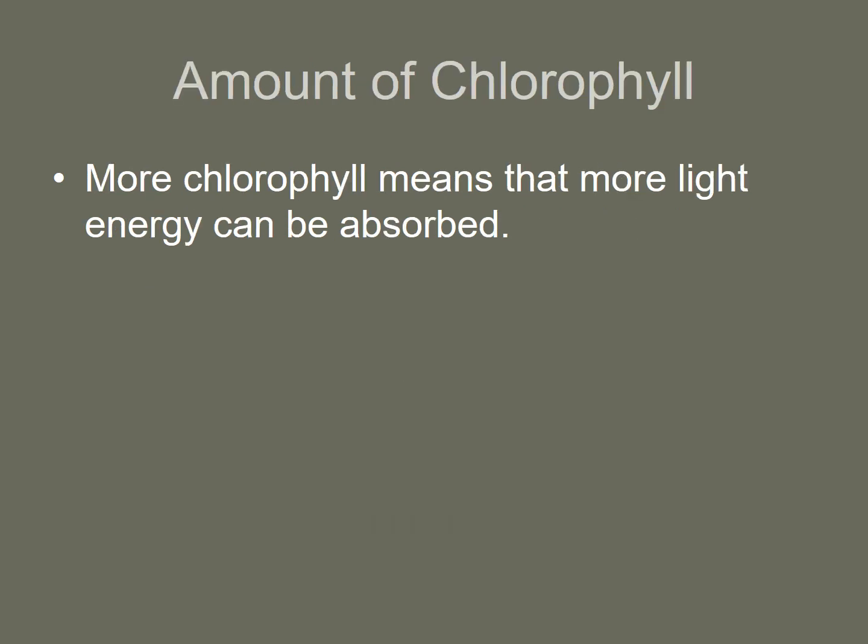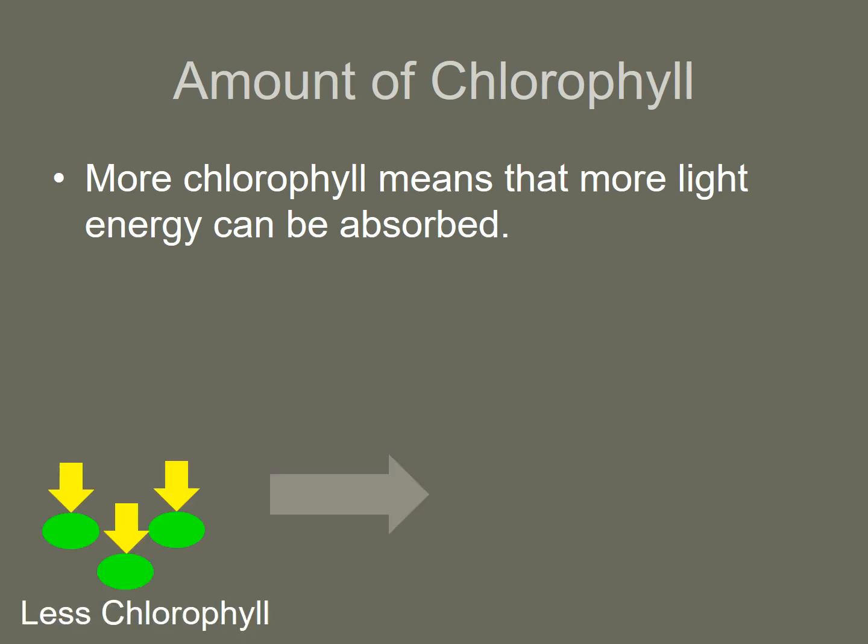So chlorophyll, the only time in GCSE, or one of the few times in GCSE, that you should use the word amount is in relation to chlorophyll. So if we've got more chlorophyll, then that simply means that more light energy is going to be absorbed. So let's go back to our model. Less chlorophyll, we've got 3 pieces of chlorophyll here, 3 ovals of chlorophyll, and that's able to absorb 3 arrows worth of light. Now it stands to reason.